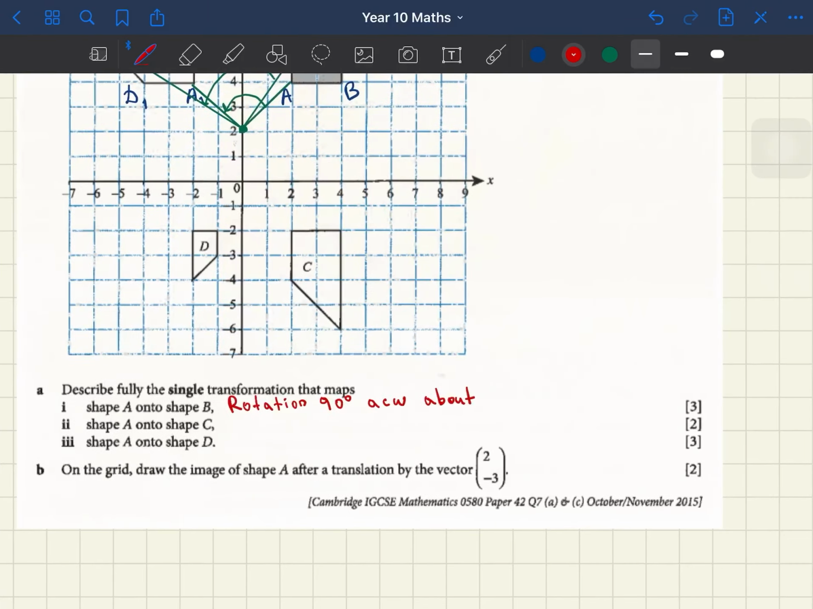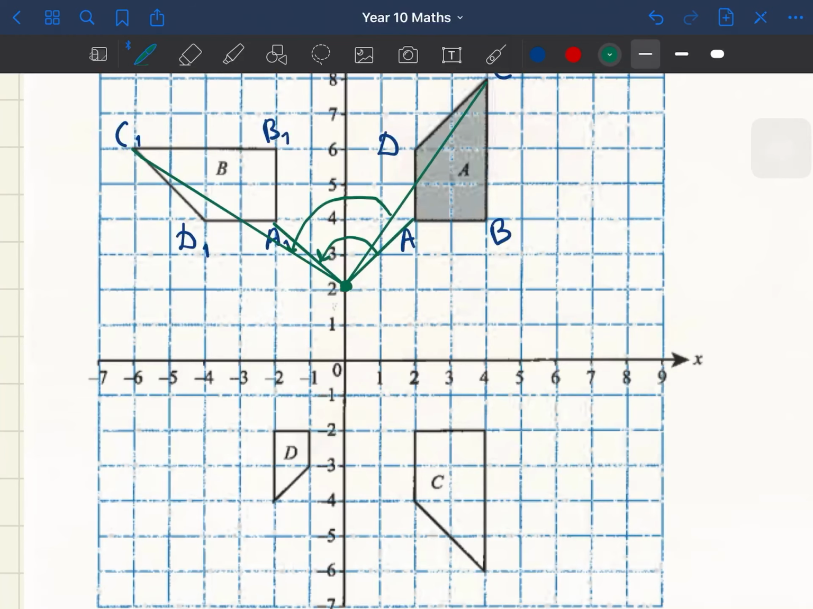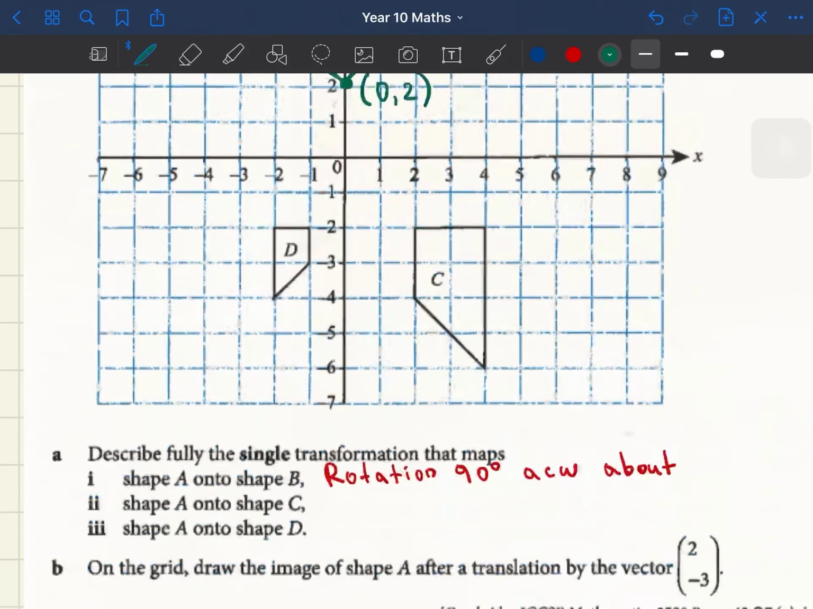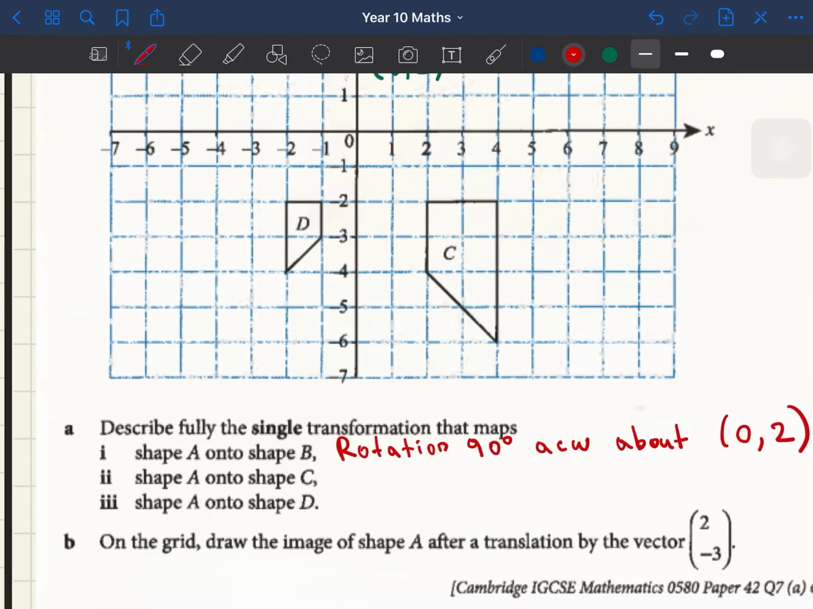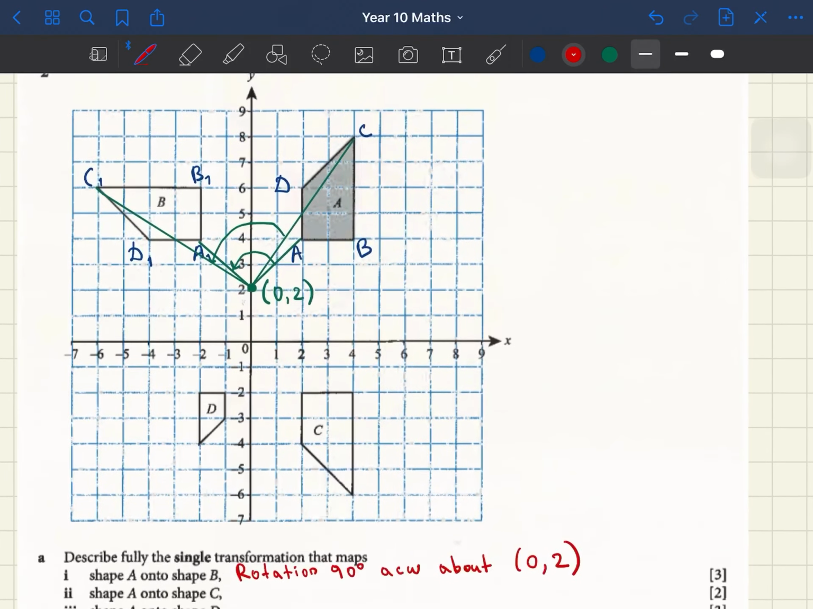We have to find the center. So the center point in this case is this point, and this point is called 0, 2. Rotation about point 0, 2. Like this.